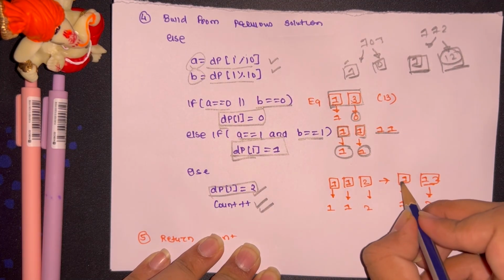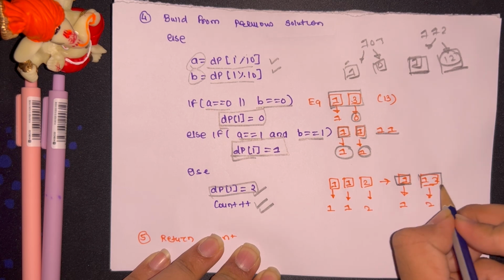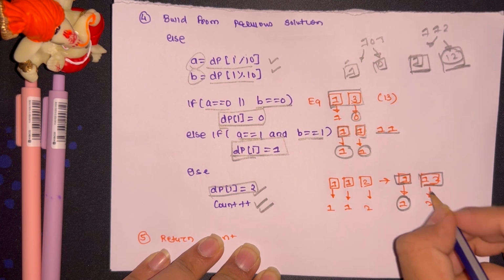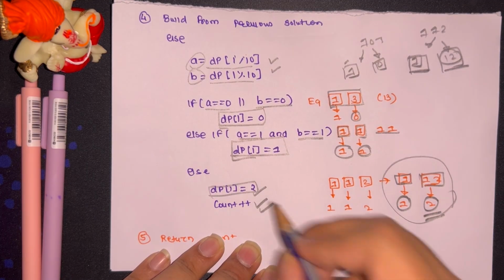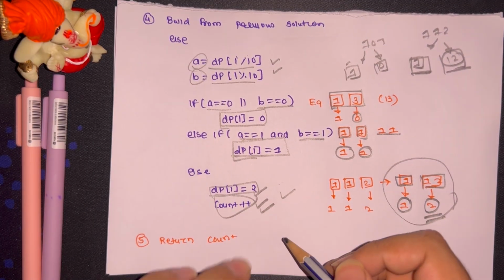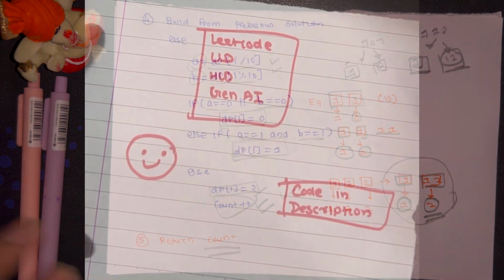Consider this case 1, 1, 2. We can break this as 1 and 1, 2. Here 1 gives us 1 and 1, 2 gives us 2. This is a valid good number. So the combination of this gives us a good number. We'll just do count plus plus, and then we'll just return the count. So that's it for this problem.